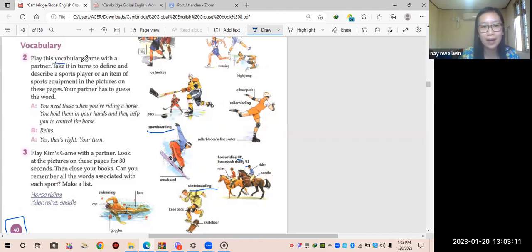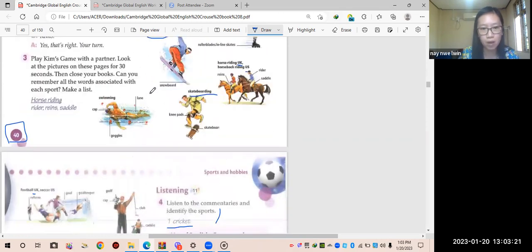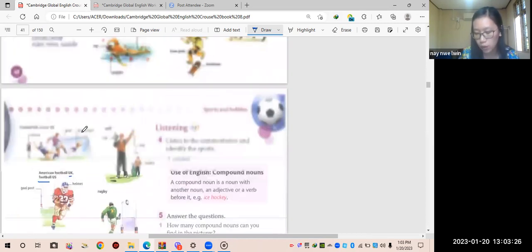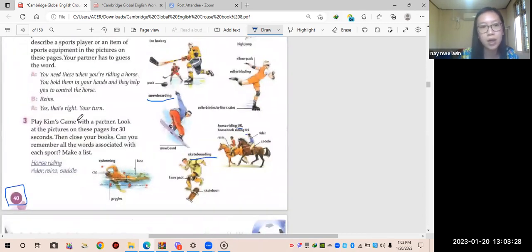So, vocabulary game. Take turns to define and describe a sport, player or an item of the sports equipment in the picture on this page. So on these pages, it means all the sports on page 40 and all the sports on page 41. So you have to pay attention to all the vocabulary.